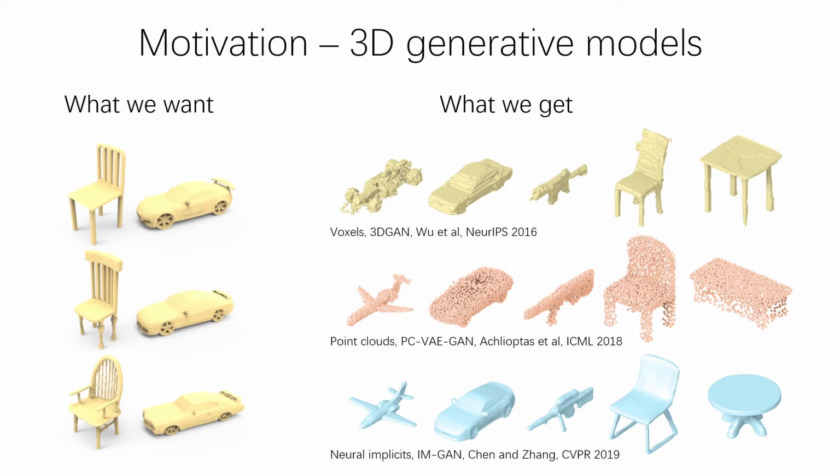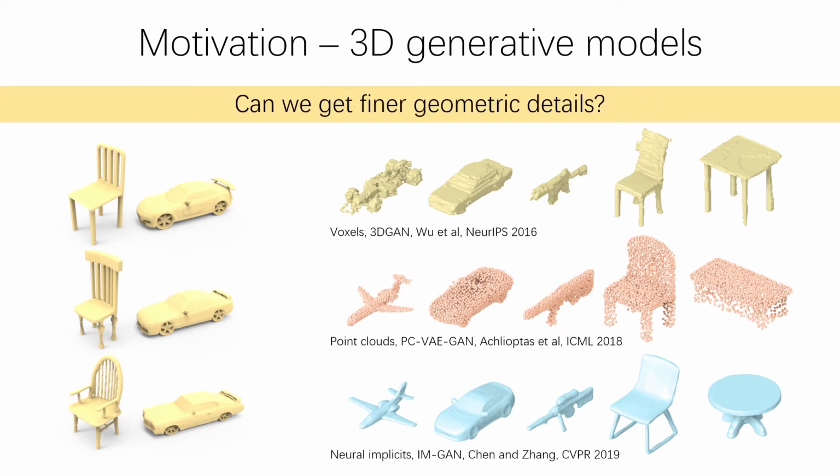However, most of the current generative models can only generate coarse voxels, sparse point clouds, or smooth neural implicits. None of them is able to synthesize geometric details. Therefore, we seek to answer the question: can we get finer geometric details with 3D generative models?